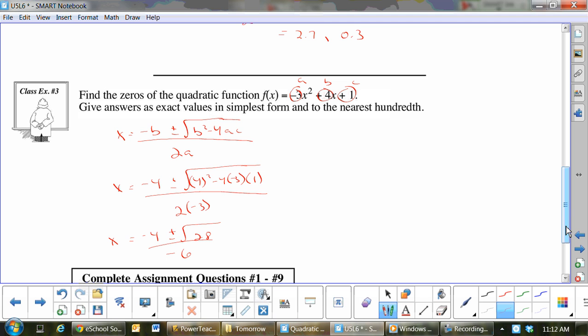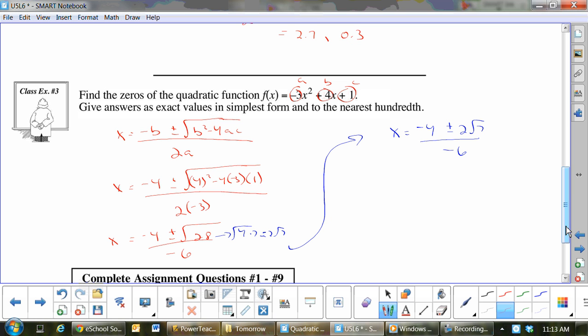So it is just merely an organizational game up to here. Can you put everything in the right spot? Do the math, okay? Now, 28, is there a perfect square in 28? 4 times 7, right? So 28 is the same thing as 2 root 7, okay? So if we come up here, I'm just continuing, x equals negative 4 plus or minus 2 root 7 all over negative 6.